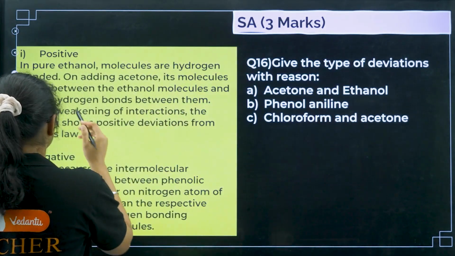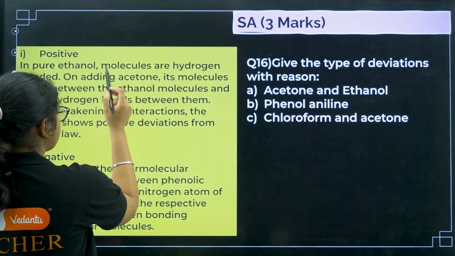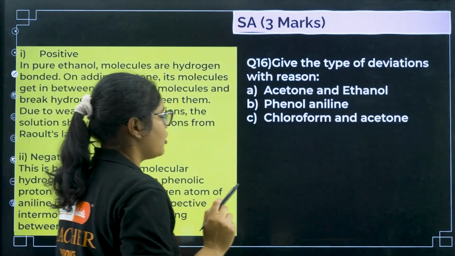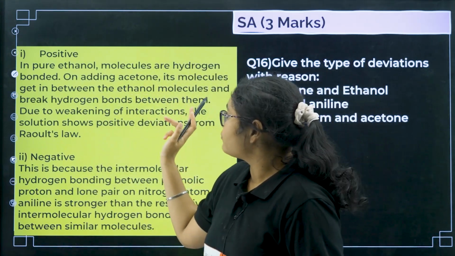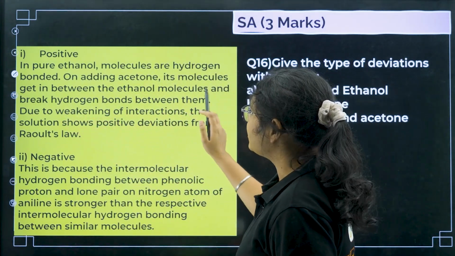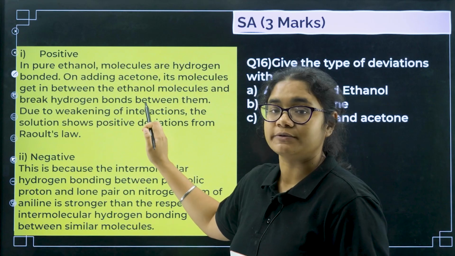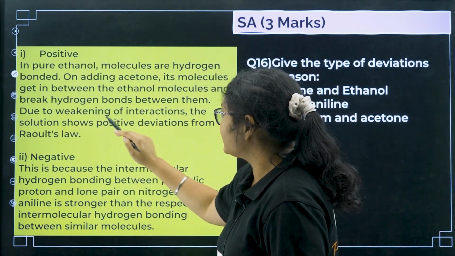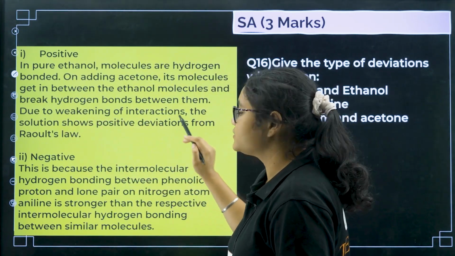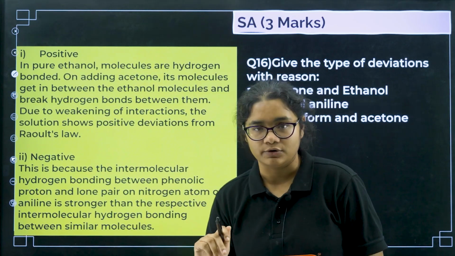So you can see here, in pure ethanol, molecules are hydrogen bonded. On adding acetone, its molecules get in between the ethanol molecules and break the hydrogen bonds between them. Now, due to the weakening of interactions, the solution shows positive deviation from the Raoult's law.